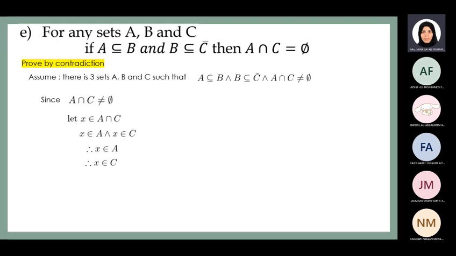بعدين I can separate them. إذا كانت X belong to A and X belong to C is true معناته I can separate them. Now I have إن X belong to A, X belong to C. I have to find a contradiction. By the way, I'm proving by contradiction. So this is also true.